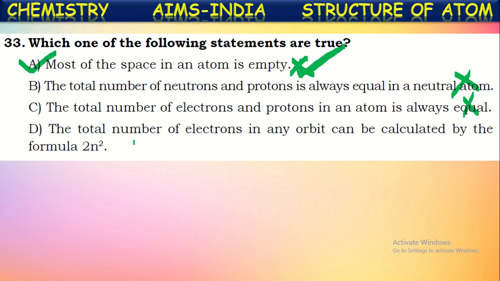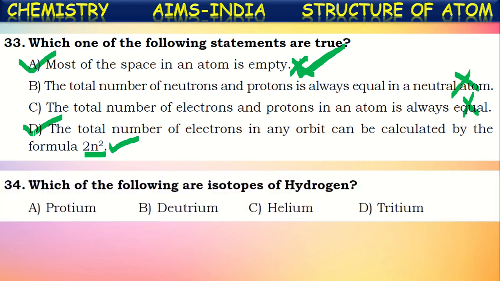Next one. The total number of electrons in an orbit can be calculated by the formula 2n square. Yes, it is correct. According to Bohr-Bury theory, the total number of electrons that can be accommodated in an orbit is given by the formula 2n square. So it is correct. Now they are asking to find out the correct statements. So A and D are correct.